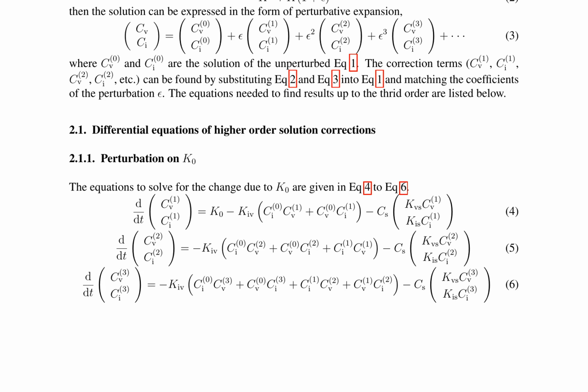The equations needed to find results up to the third order are listed, including those for perturbation on K0, as shown in equations 4 to 6. These analyses can be combined to yield a multi-parameter uncertainty quantification considering the joint distribution of the rate parameters.